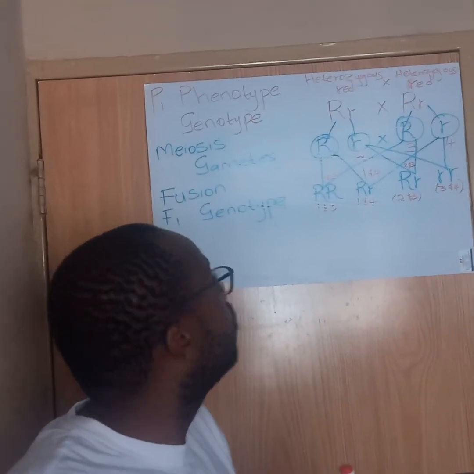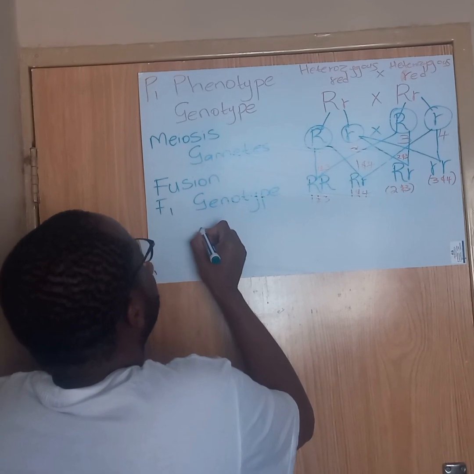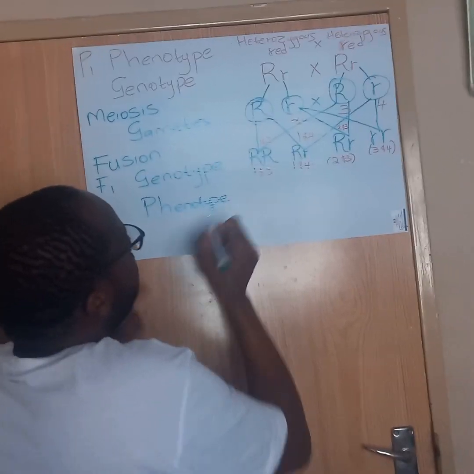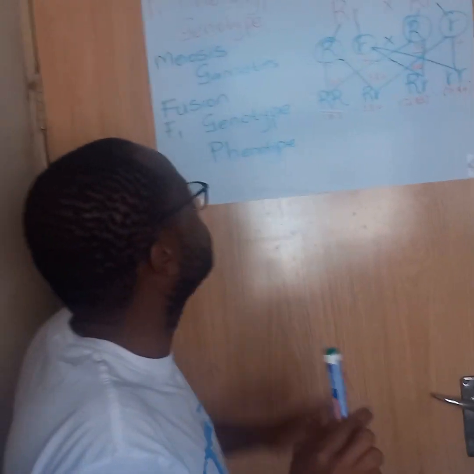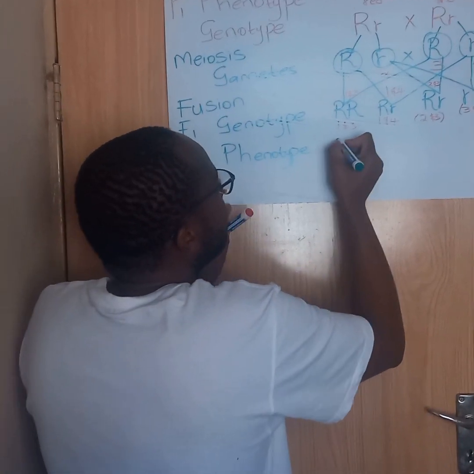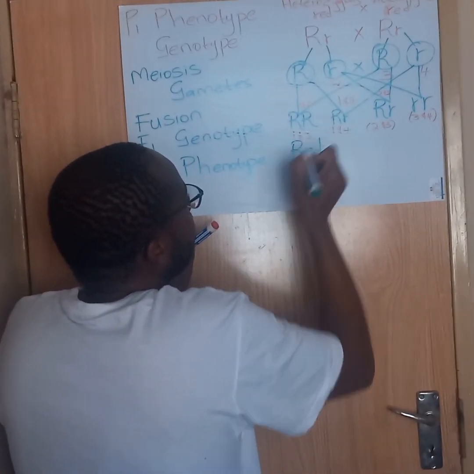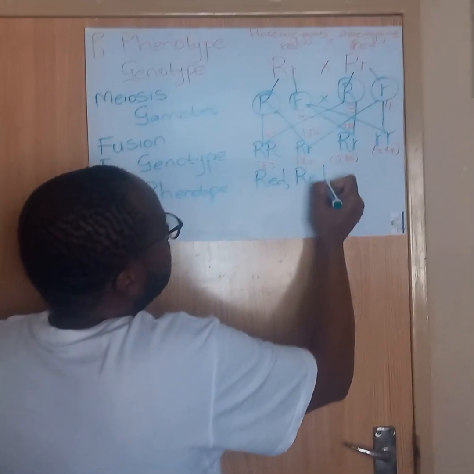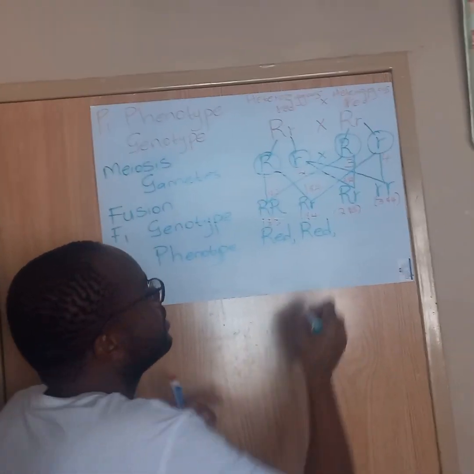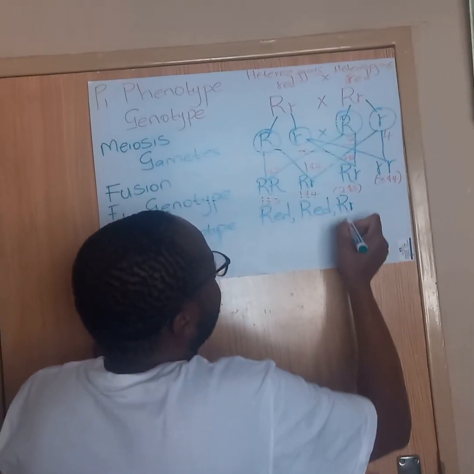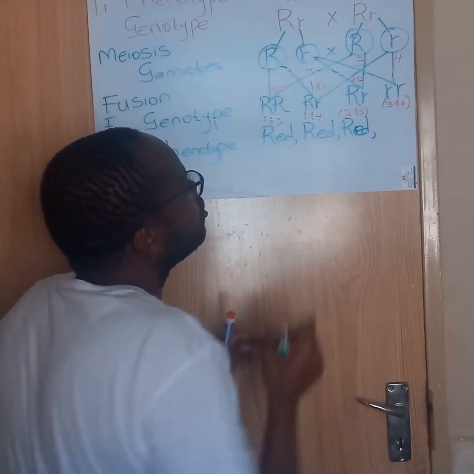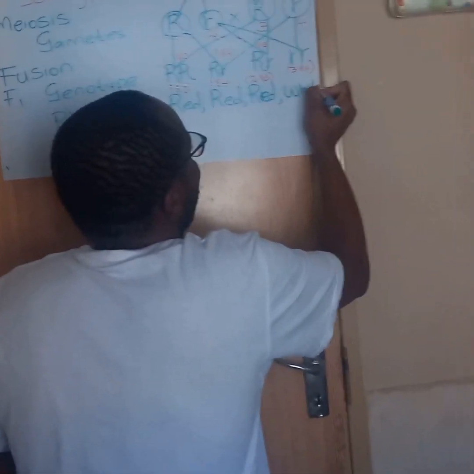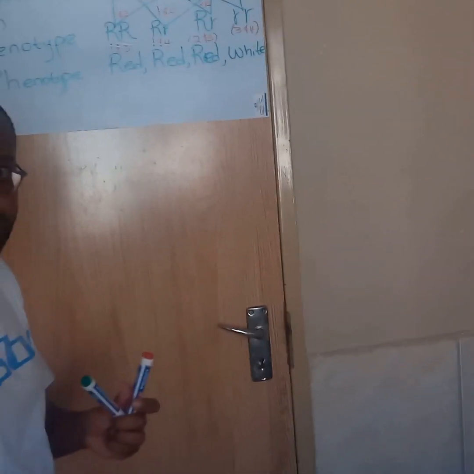So the last step that we are going to, we are still on F1, but this time we are doing the phenotype. Remember, phenotype we use words, genotype we use letters. So capital letter R is going to be red. Capital letter R, small letter r, it's heterozygous red. Capital letter R, small letter r, is also going to be red as well. Then the last one, we have 2 small letter r's. This one is going to be white because it's recessive.